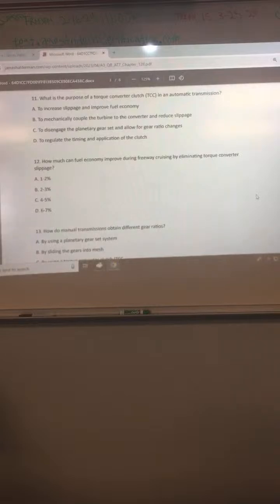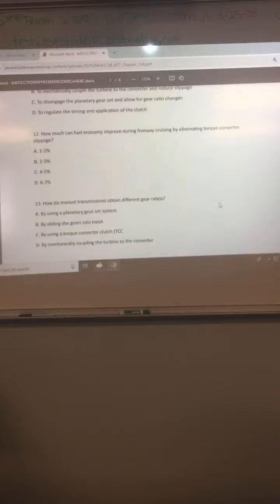What is the purpose of a torque converter clutch in an automatic transmission? A. Is it B? Yeah, B. Number 11? I got A. Torque converter clutch, what's the purpose of it? To increase slippage? You definitely would not want it to increase slippage. You would want it to reduce slippage. Mechanically couple the turbine to the converter. B for 11.